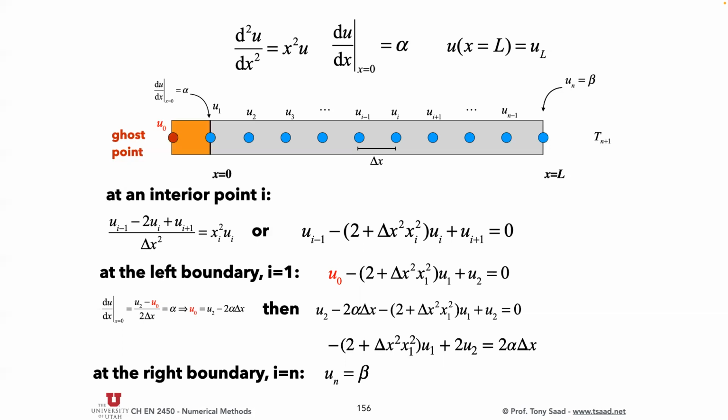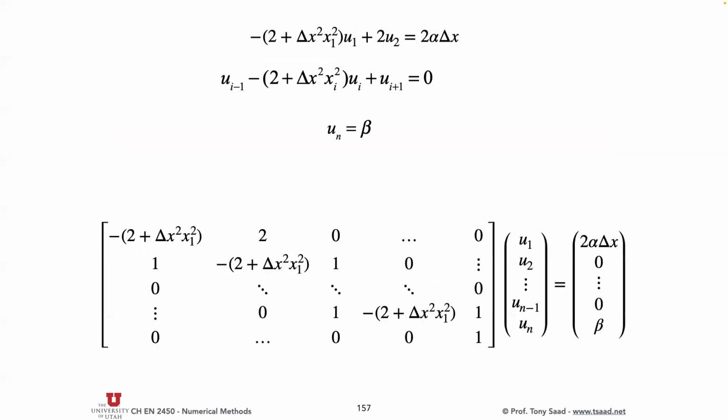And that's your system of equations. At the first point, you have this equation. At the last point, you have un equal beta. And everywhere in between, you have this equation up there. And then you simply turn this into a system of equations. At the first point, you have that first equation, minus 2 plus delta x squared x1 squared, don't forget the xi, times u1 plus 2u2 equal 2 alpha delta x. You have zeros everywhere, and you have that full tridiagonal structure. And then finally, at the last point, you have un equal beta.